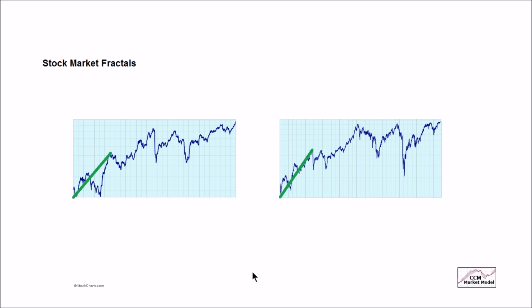We'll quickly walk through some similarities. Both of them start with a rally, a give back, a sharp rally, a sharp give back, another rally that comes up near the previous high, another rally that comes up near the previous high in both cases. And next, in both cases, price moves back down toward the bottom of the range.